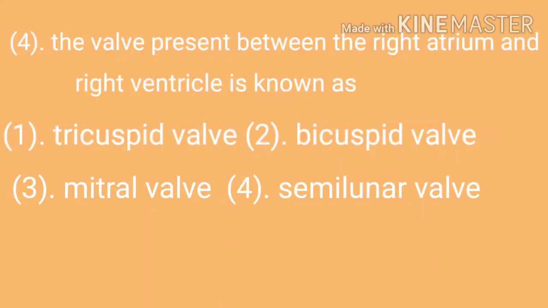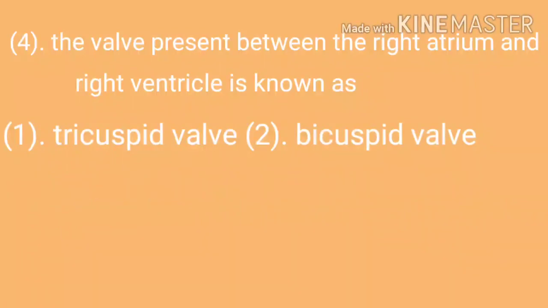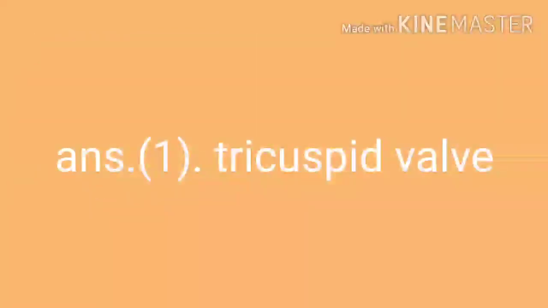Now, next question. The wall present between the right atrium and right ventricle is known as first, tricuspid valve, second, bicuspid valve, third, mitral valve, and fourth, semilunar valve. And the correct answer is number 1, tricuspid valve.